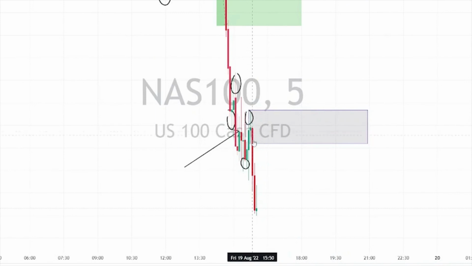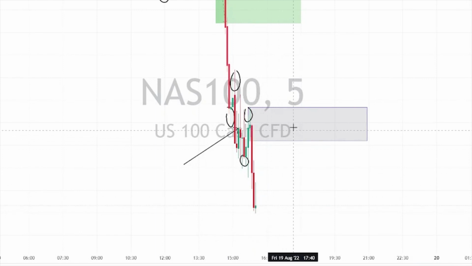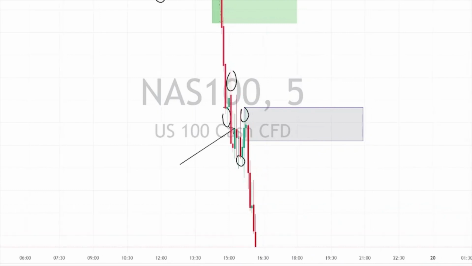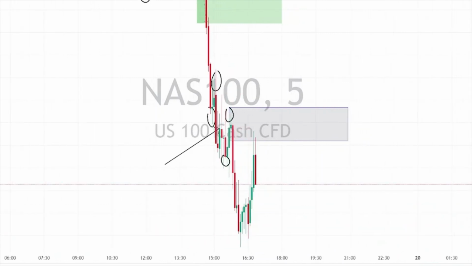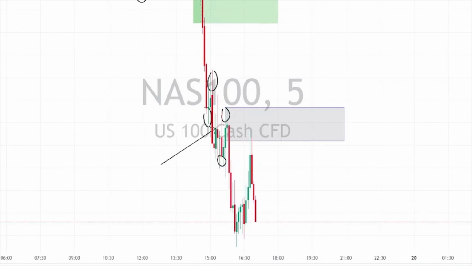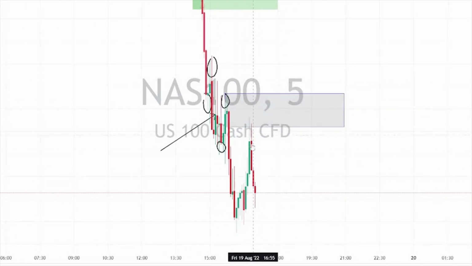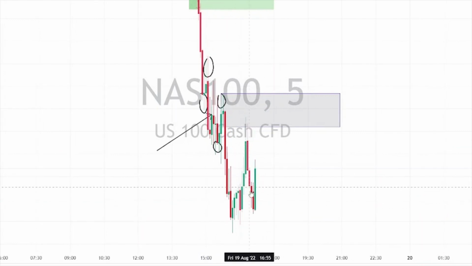The last up candle before the drop. So this is the drop. This is the aggressive sell. This is the last up candle. So we are waiting for price to come back and for them to fill in their clients and then drop again. You could see, it came back, filled in the clients and then dropped again. So that is what happens.